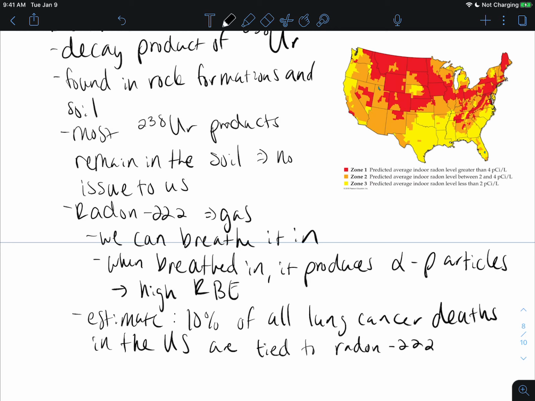Over here on the left, we can see the average predicted indoor radon levels. And zone 1 is going to have the most prevalent amounts of radon. And a lot of times, if you look, you see a lot of radon in more mountainous areas, because that's where you're going to have more uranium.